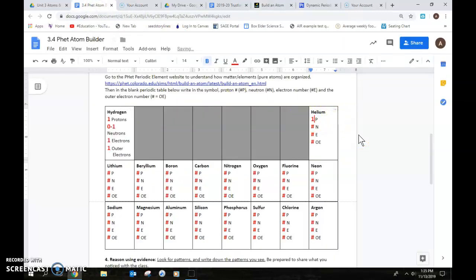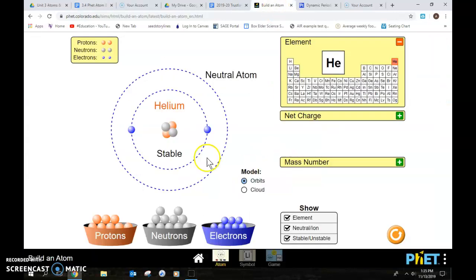So we have 2 protons, 2 neutrons, 2 electrons, and in its outer shell, we have 2 electrons. Let's go to lithium. So if we add in a proton, we're at number 3, lithium. It's shaking because it's unstable. So let's add a neutron. Now it's stable, and if we add an electron, then it becomes a neutral atom.